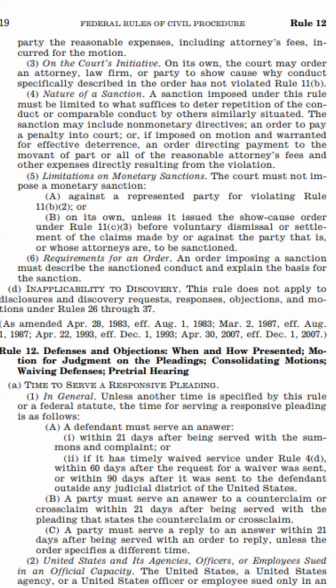3. On the court's initiative. On its own, the court may order an attorney, law firm, or party to show cause why conduct specifically described in the order has not violated Rule 11(b). 4. Nature of a sanction. A sanction imposed under this rule must be limited to what suffices to deter repetition of the conduct or comparable conduct by others similarly situated.